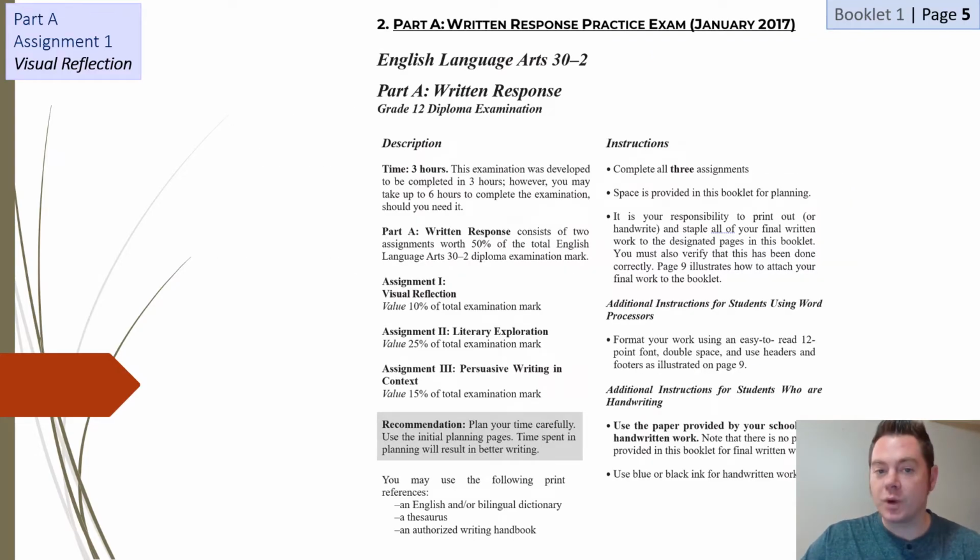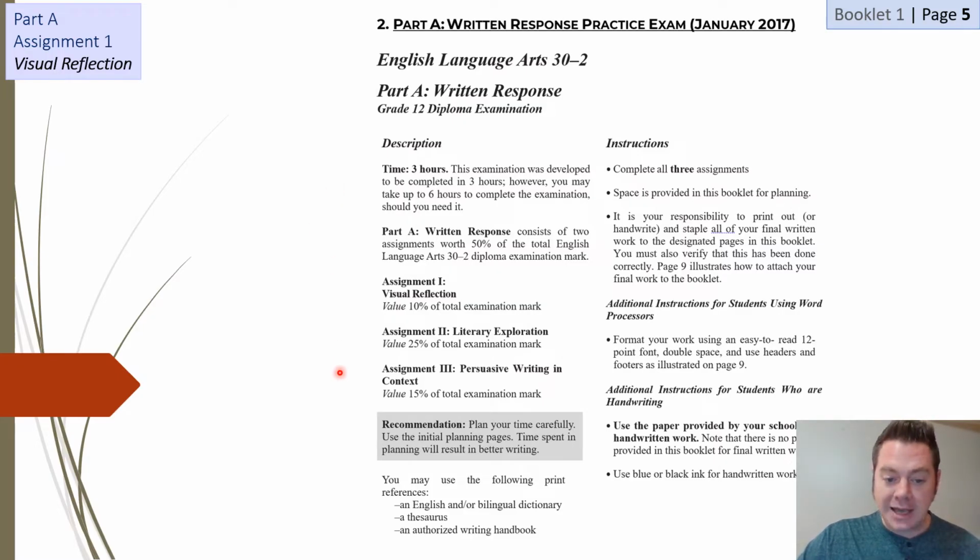So for this session, we're carrying on with Booklet 1 and we're starting on page 5. This is the first page inside your Diploma Exam Part A booklet. This is just some of the basic information for the entire exam. The first thing you see is the time that's allotted you for this exam, which is 3 hours, but again, with the double time, that's 6 for your entire Part A.